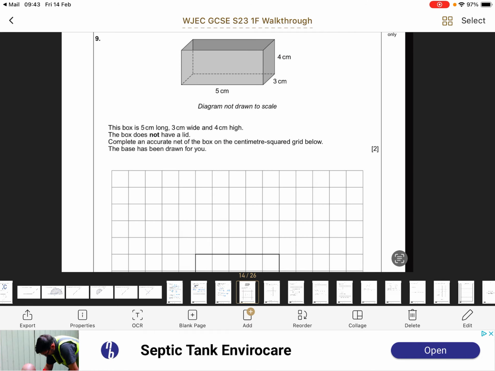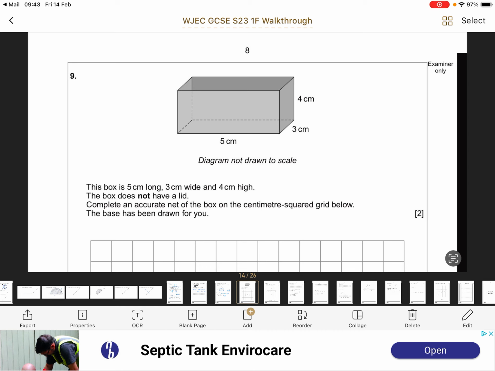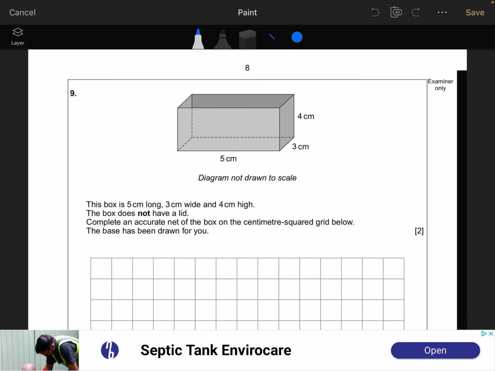Right, we've got a question here. This box is 5 centimeters long, 3 centimeters wide, and 4 centimeters high. The box doesn't have a lid. Complete an accurate net of the box on the centimeter square grid below. The base has been drawn for you. So you need to try and visualize this box.